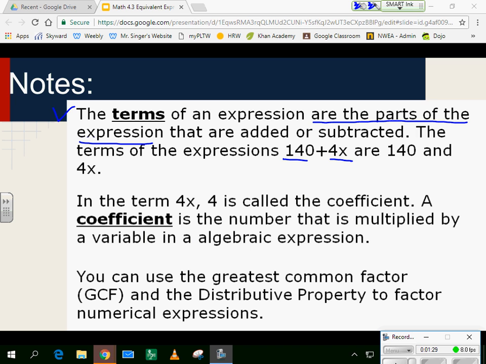Now the 4x part can be broken down. The x, we know, is a variable, but the 4 is called a coefficient. A coefficient is the number that is multiplied by a variable. This is information we need to know because we're going to be working with the distributive method and greatest common factor to solve some problems today. So go ahead and write these down before we move on.